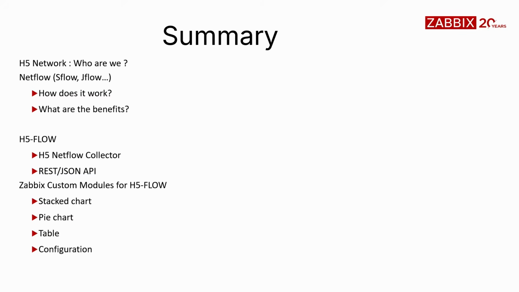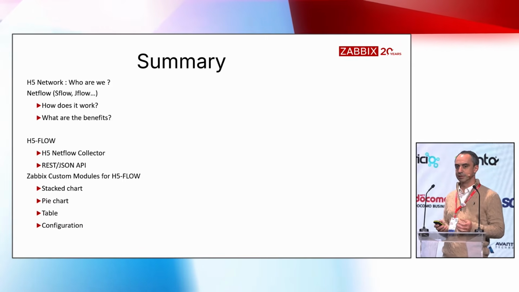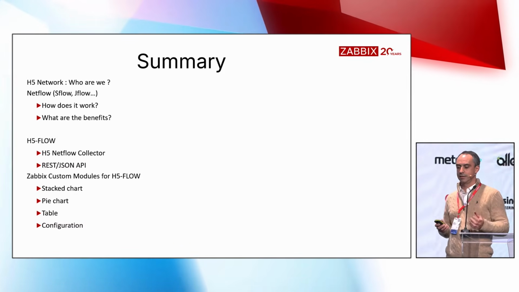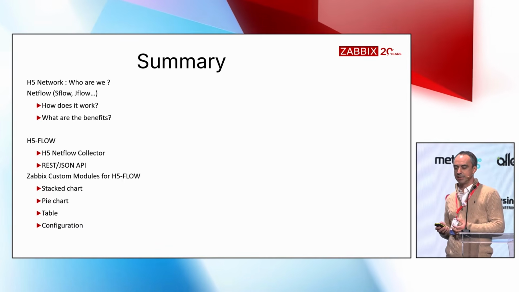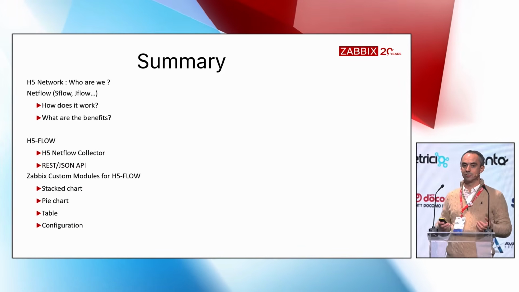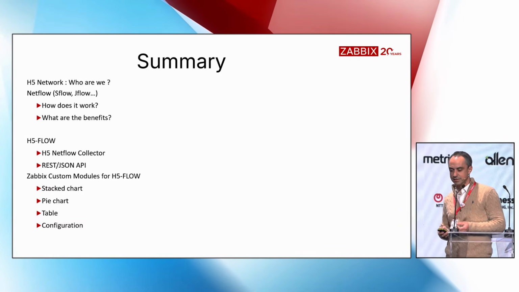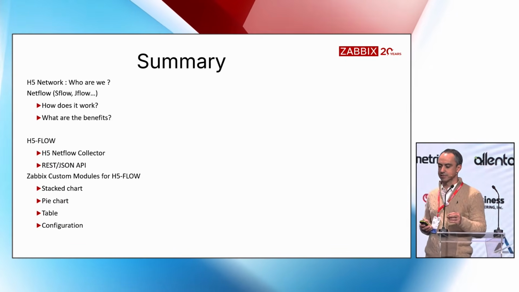This work is based on NetFlow. So I will explain what is NetFlow and what are the benefits of NetFlow. We have a standalone tool called H5 Flow, developed by H5. And we have an API that allows us to connect external tools like Zabbix to get data. And then at the end, I will show what we can do in Zabbix using our Zabbix custom modules since version 7 and how to show specific network data in Zabbix.